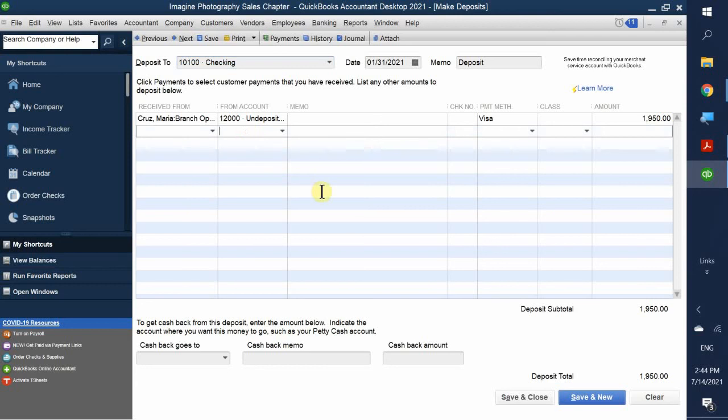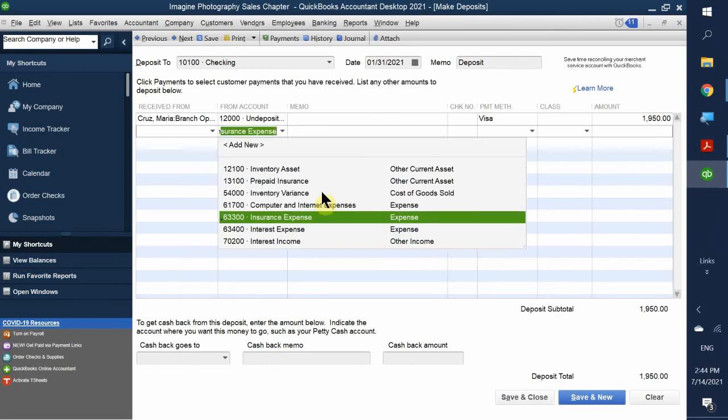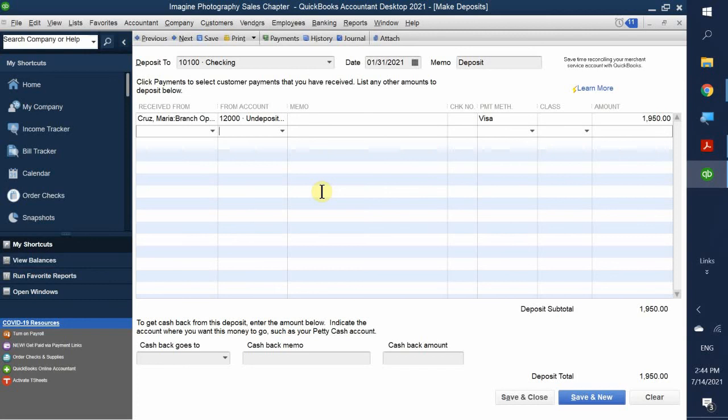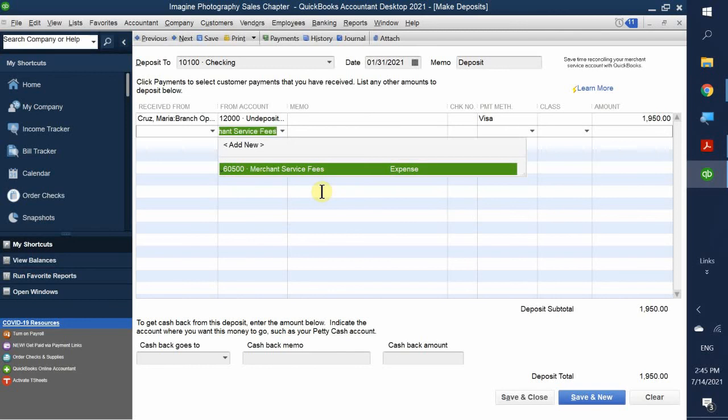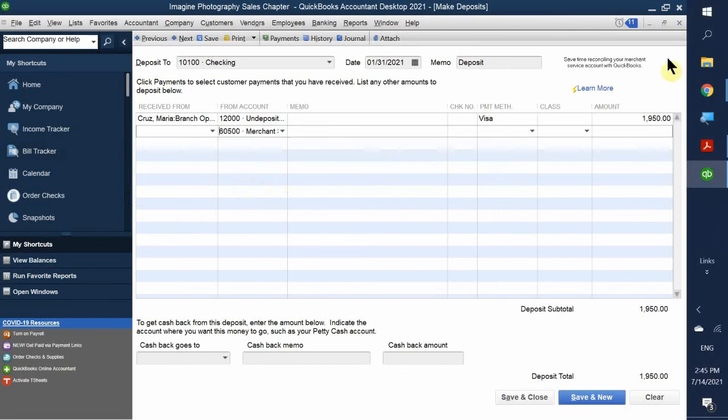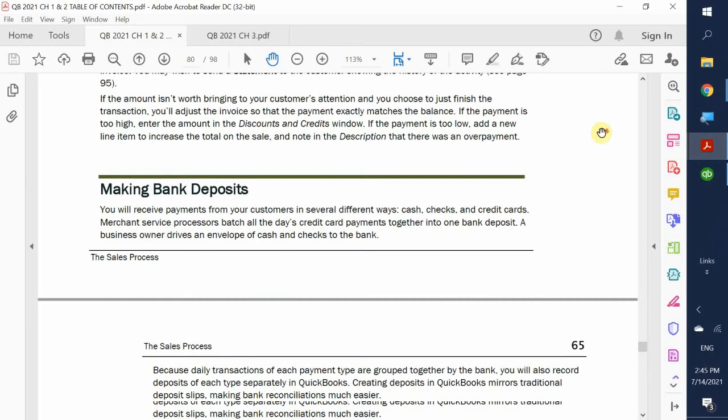Okay, for this one, I know for a fact that Visa is going to be charging me interest. I don't think it's interest expense. What was it? Is it interest expense that this account is, or is it a bank fees charge? Let's see. It's called merchant service fees. Okay. What page are you on right now? 72. 72. Okay, thank you.